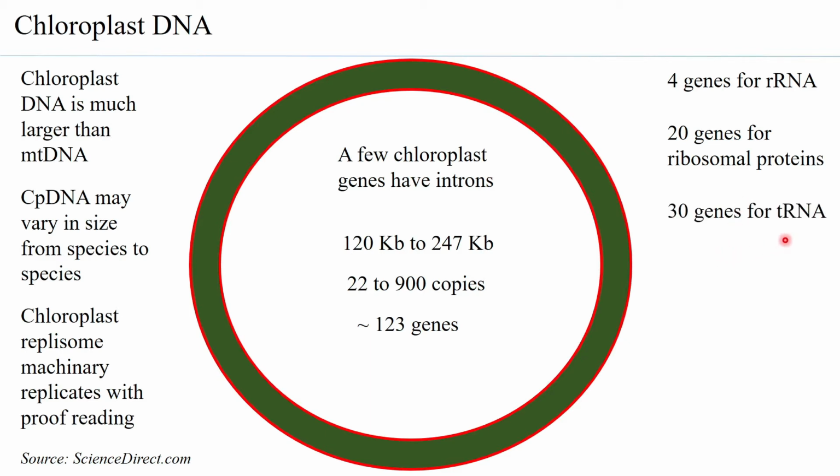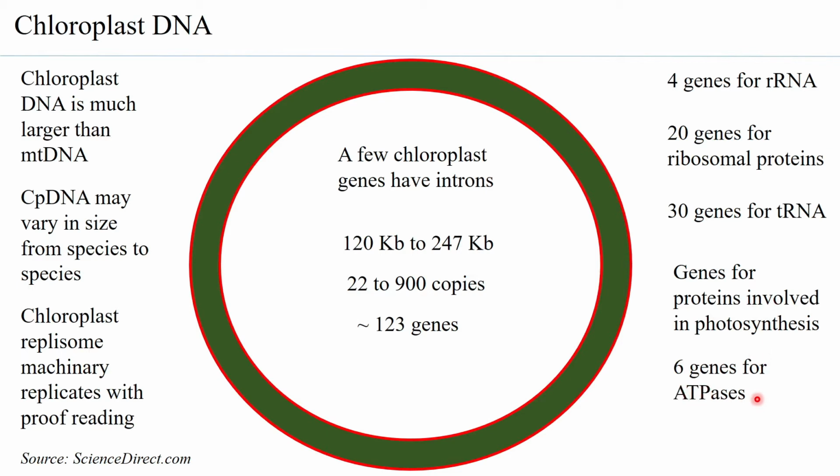There are 30 genes for the transfer RNA because we know that for the synthesis of proteins within the chloroplast in the ribosomes that are formed, tRNA are essential, and 30 genes for tRNA have been observed in the chloroplast DNA. There are obviously genes that code for proteins involved in photosynthesis, not all of them, but many of them. There are 6 genes out of the 8 ATPases that are present in the chloroplast. 6 ATPases are coded by the chloroplast DNA itself.